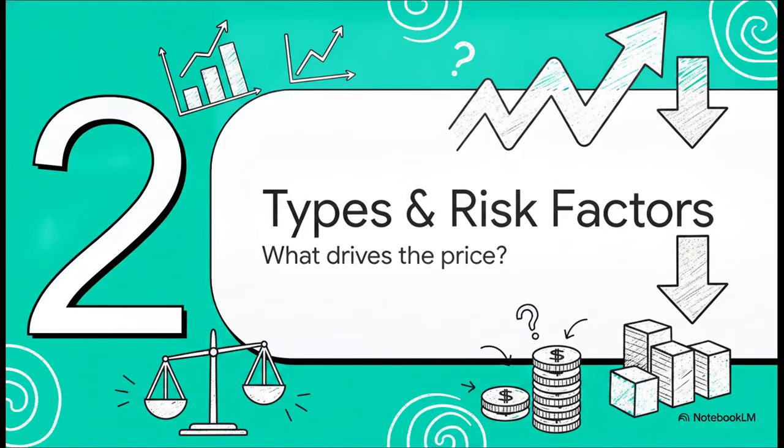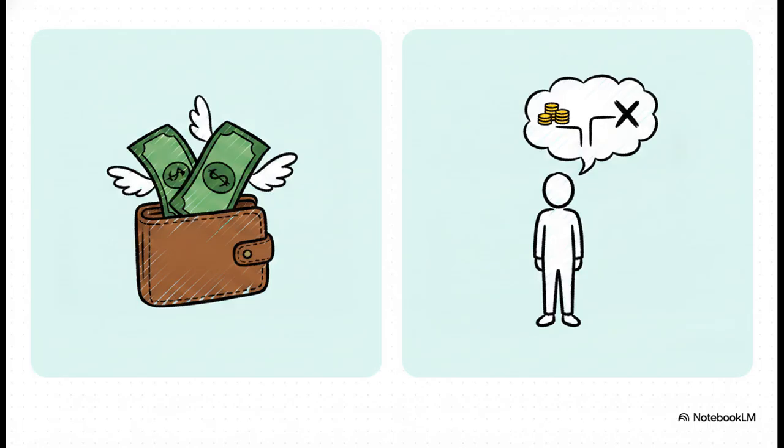Moving on to Section 2, Types and Risk Factors. What exactly drives the price? Okay, we've got to split these costs into two main categories. On one side, we have explicit costs. These are the obvious stated, out-of-pocket bills a company actually pays for procuring finance. Think of the interest payments you make on a bank loan or the physical dividends you hand out to your equity shareholders. It's cash literally leaving the firm.